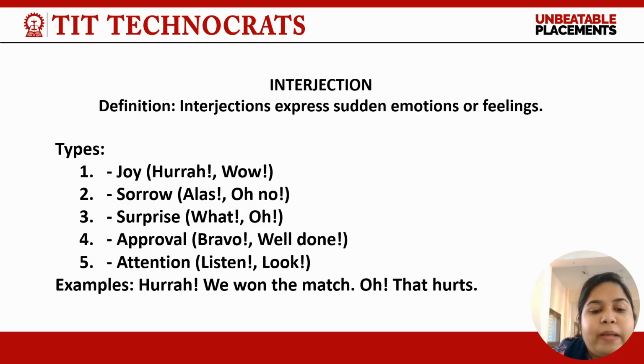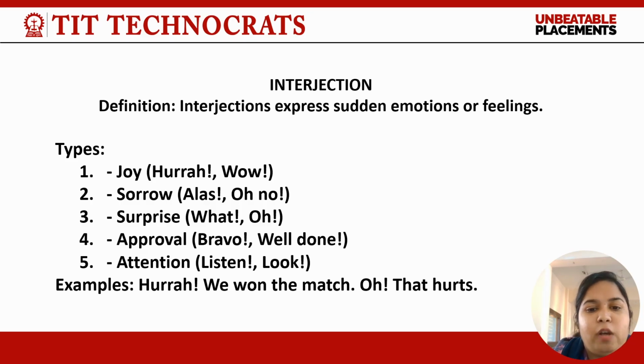The fourth type is approval. When we get approval for something and we are full of joy, we use words like bravo, well done, or all the best. So these are the words used for approval. The fifth and last type of interjection is attention. Whenever we ask someone to give their attention, we say, listen or look. These are the words used to get some attention.